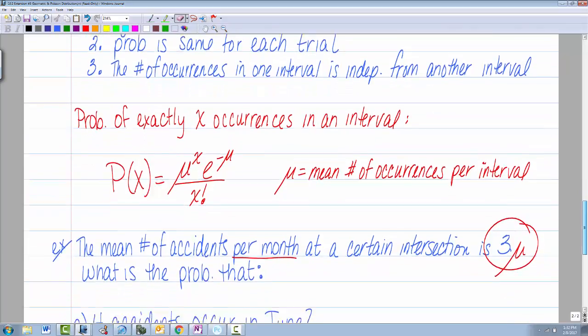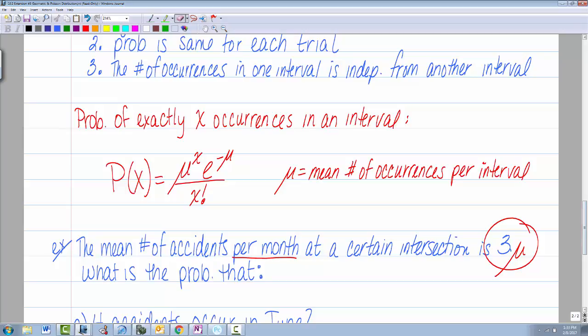Okay, so you observe data. Like I said, that student example: I observe the student, and on average, I catch them 6 times not paying attention to the notes. Well, the mean number of accidents per month observed at a certain intersection is 3. That's what the mean, or mu, is in the formula, and it goes in 2 spots.